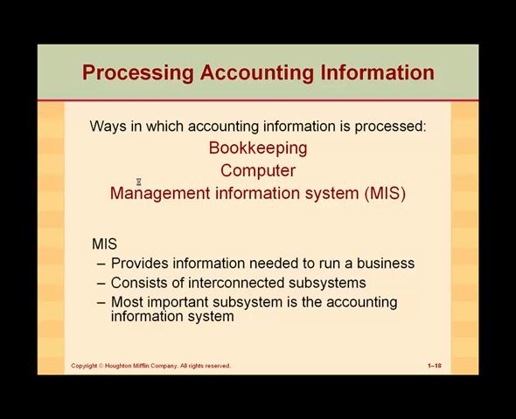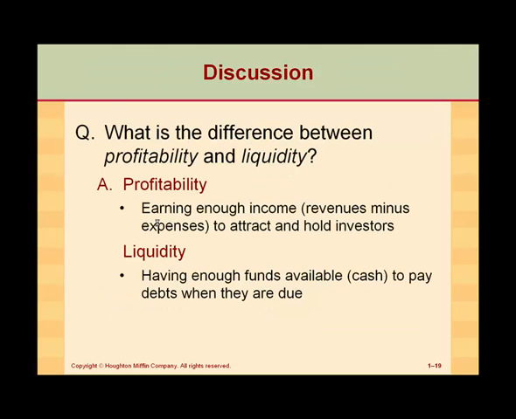Accounting information can be processed by bookkeepers, by computers, and by management information systems. Now, management information systems, or MIS for short, can be thought of as the information that's needed to run a business. It consists of interconnected subsystems, and most important of the subsystems is the accounting information system. That certainly is an accounting bias here.